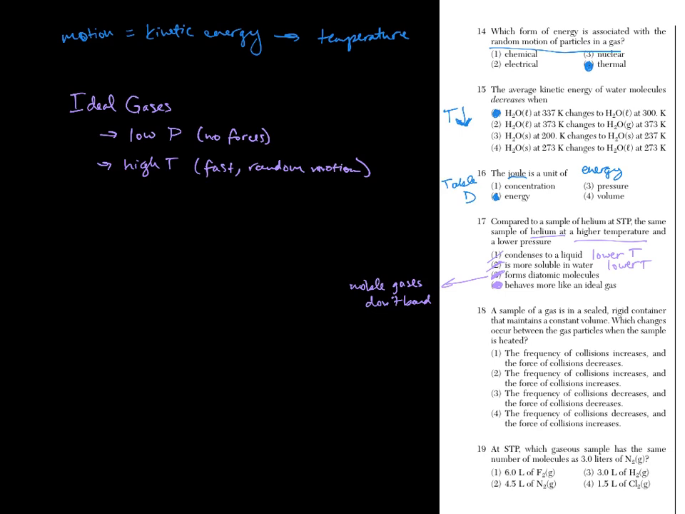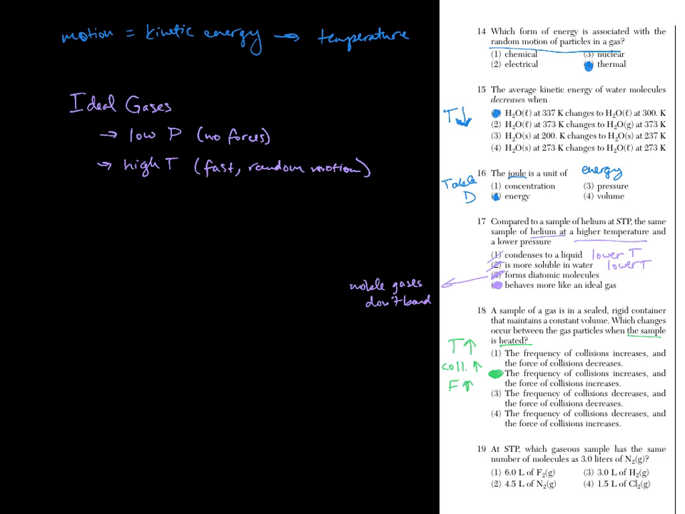Okay, continuing in the same line of gases, here we have a sample of gas in a sealed rigid container that maintains a constant volume. Which changes occur between the gas particles when the sample is heated? So when the sample is heated, temperature goes up. So when it starts to move fast, it's raising temperature, so it's having a lot of collisions, okay? So we're definitely going to see an increase in the collisions. But the force of these collisions should also increase. All right, so we're seeing an increase in collisions and force of collisions, frequency and force.